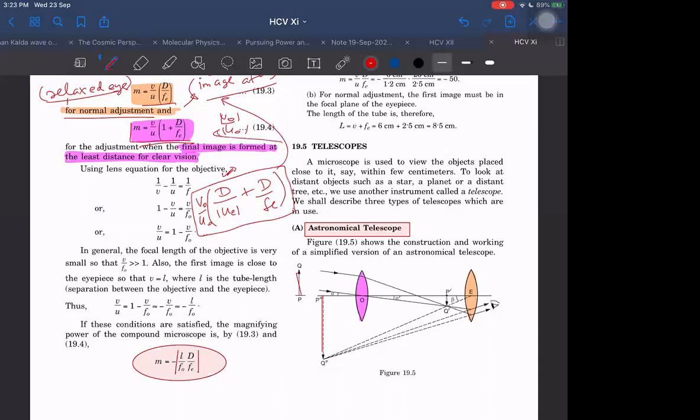How? If I put VE equal to D, then it will become 1 plus D by Fe. If I put VE as infinity, then it will become just D by Fe. So we can remember this one formula, which will give us the other two formulas also. And this formula will also give us the earlier formula, but for that we have to put V naught approximately equal to L and U naught approximately equal to F0.